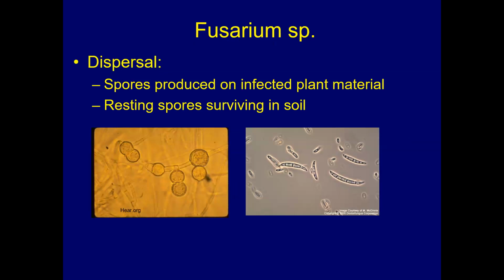Fusariums disperse by producing spores. Sometimes you can see them as a white or pinkish mass on the base of the stem. And those spores, when you look at them under the microscope, have this canoe shape, which is very characteristic of Fusarium species. They also produce resting spores called chlamydospores that survive in the soil. Those are the round spores, and they can survive for several years in the soil. So even if you rotate out of tomatoes for 5 or 6 years, the spores would still be alive. And then when you plant tomatoes again, they would just be able to colonize the tomato roots.